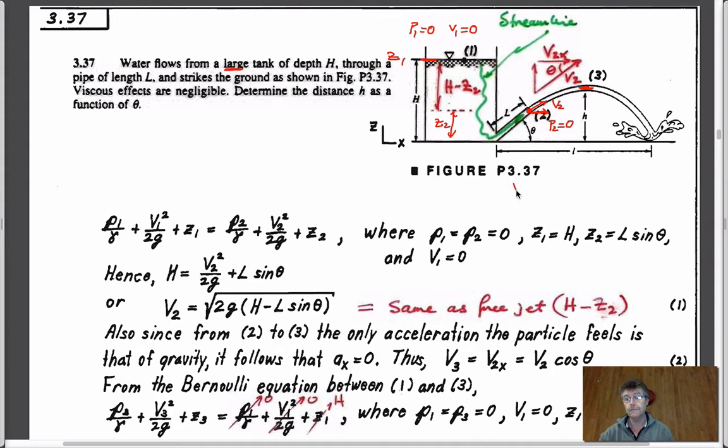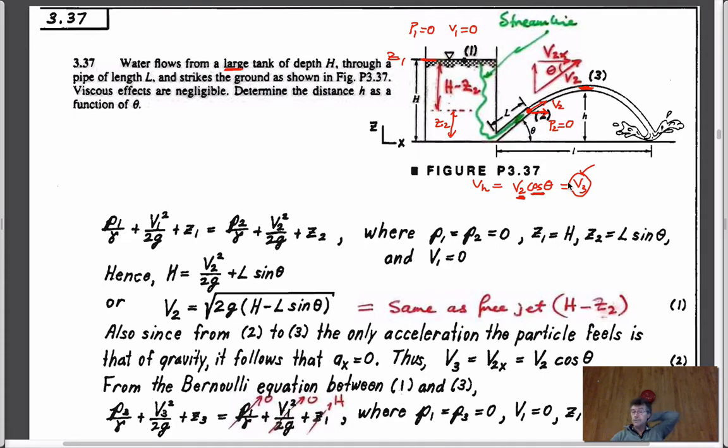And so V2 cosine theta is the horizontal velocity. Because anything moving that isn't acted on by some force, the only force would be wind drag, which we're not considering, keeps on going, Newton's laws. And so the velocity at this point in the streamline has to be exactly the same. And so V3 has to be exactly the same as this magnitude. We know this. We know the angle it comes out at, so presumably we can calculate what V3 is.